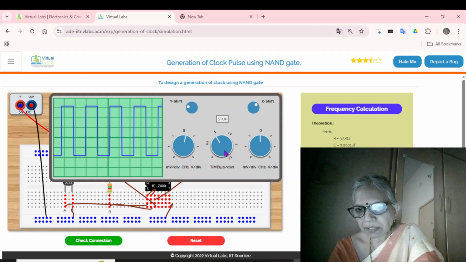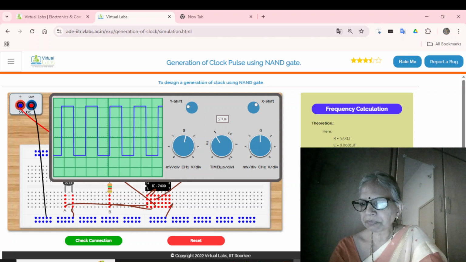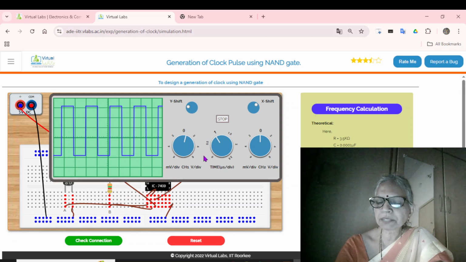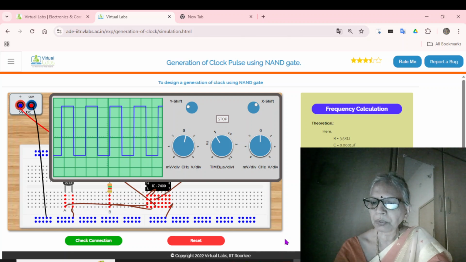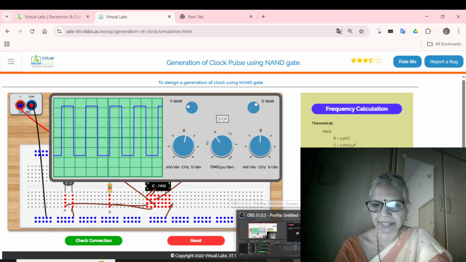See, this is in microseconds. So 2.25 into 10 to the power minus 6 gives 444. Theoretically it's 455, and this is 444. Repeat the experiment several times and you will be able to get consistent results.